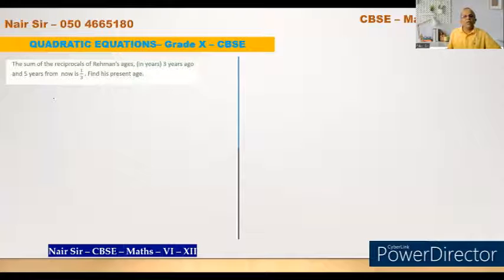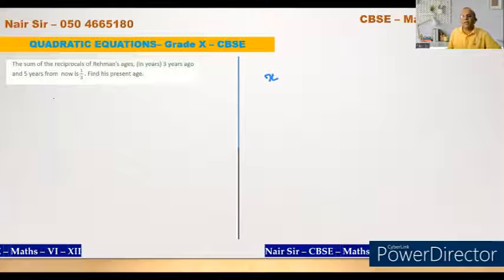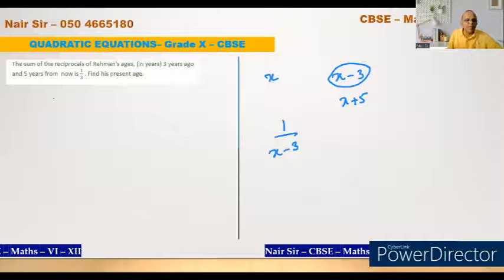So, what is the age of Rahman? Let Rahman's age be X. What will be his age 3 years ago? X minus 3. And 5 years from now, X plus 5. And the sum of the reciprocal. Now, what is the reciprocal of X minus 3? It is 1 upon X minus 3. Remember that. It is not X minus 1 upon 3. That is wrong.